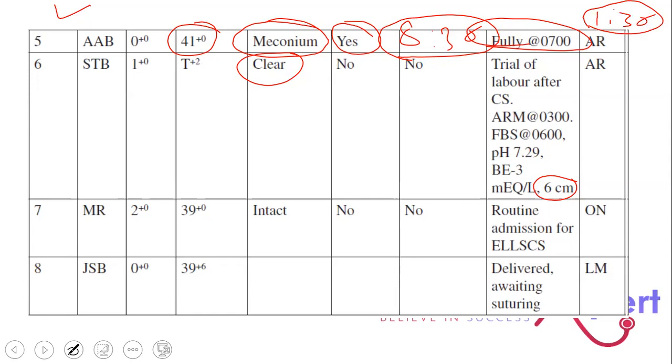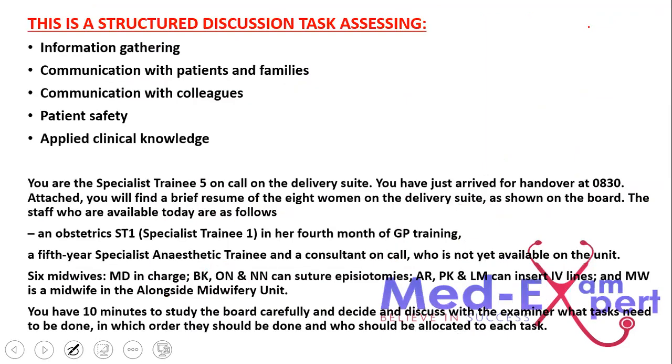So how are you going to justify? I can see this is a primipara, and she was fully dilated at 7 o'clock in the morning and now it is 8:30. So I will ask the midwife coordinator, because the senior midwife is also with you, isn't it? Yes, midwife in charge. Or you can say midwife coordinator.